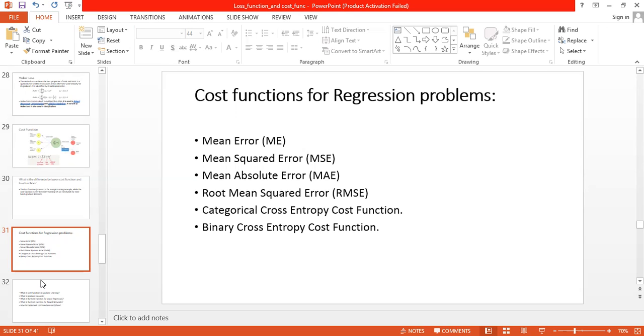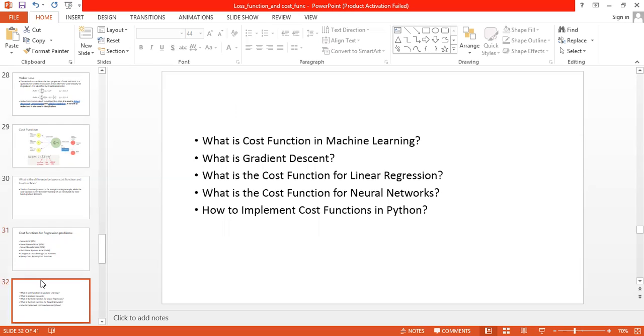Now there are some questions which may come to mind: does the cost function differ in machine learning or regression type problems, or classification type problems, or neural networks? We will see this one by one, whether there is any difference or whether it is a similar thing.